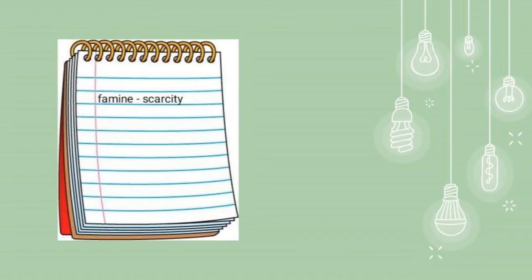Students, already I said that if you don't know anything, you can use a dictionary or you can use Google to find out the meanings of difficult words. Here, I have given a diary. That means I am maintaining a diary for difficult words. In this diary, I have written a word. What is the word I have written here? That is famine. We have seen this word in the given story. Do you know the meaning of this word?